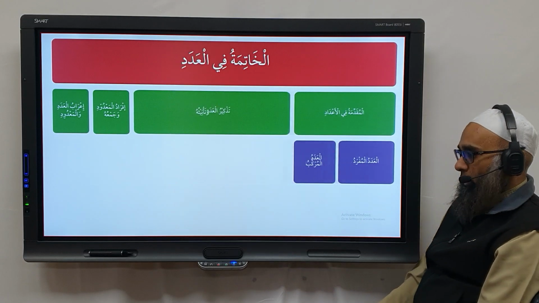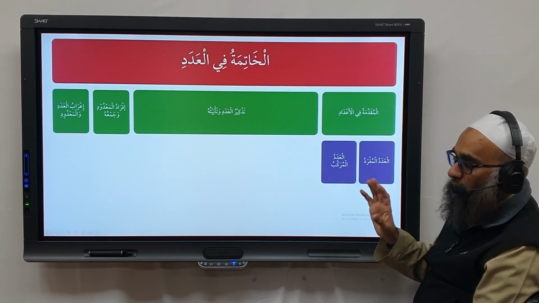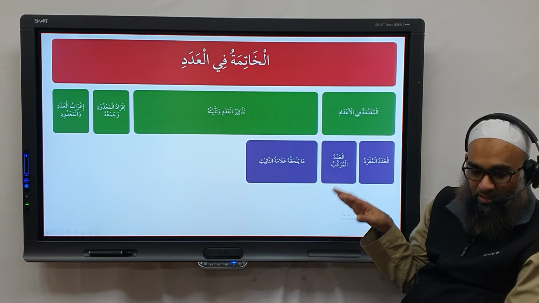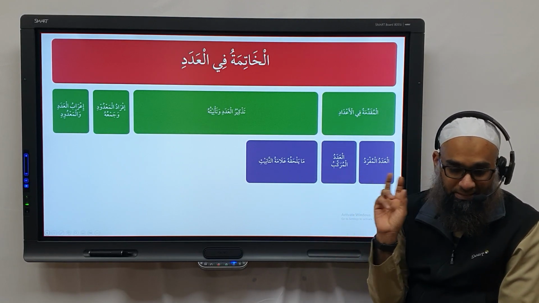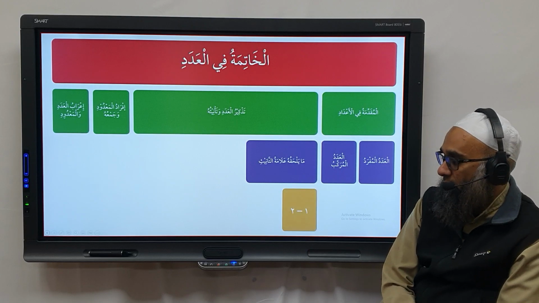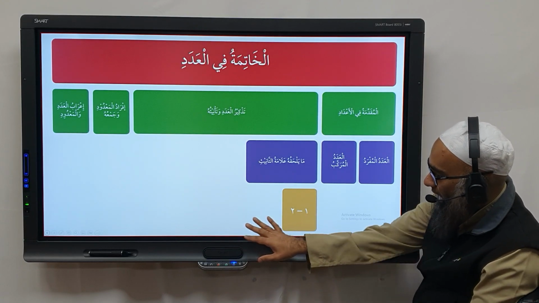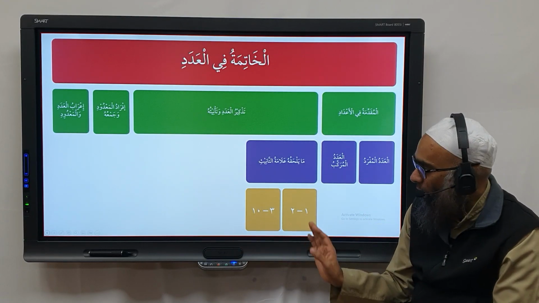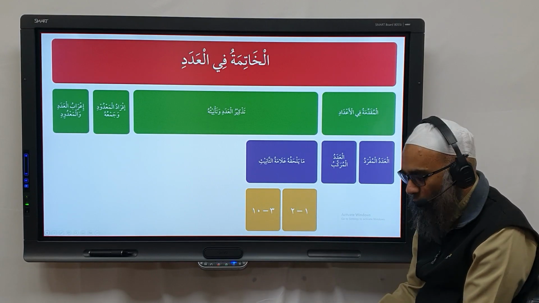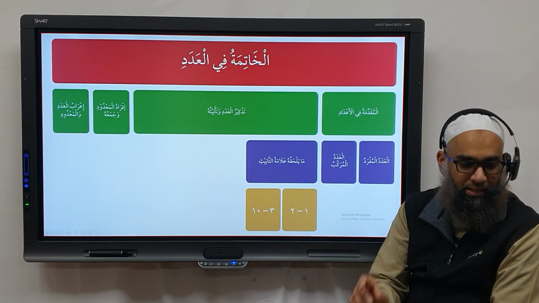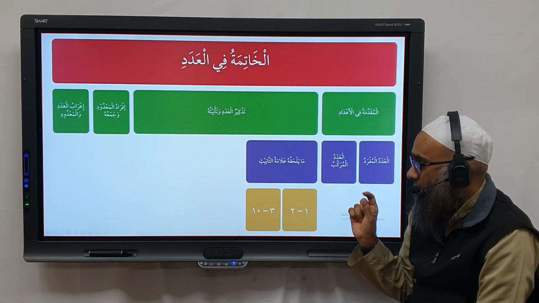So we need to know those things about those numbers. Okay? Regarding the mudhakkar and mu'annath, we said what? That there's some numbers that have an allowance of ta'anith. Some numbers change gender, and some numbers don't change gender. The numbers that change gender are 1 and 2, and 3 to 10. They're all 1 to 10 basically, but 1 and 2 and 3 to 10 have slightly different rules, so we categorize them separately. But in total, it's 1 to 10.